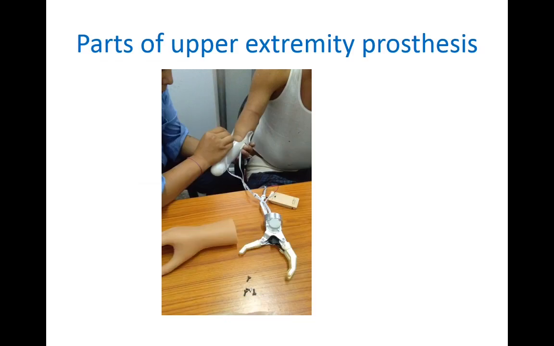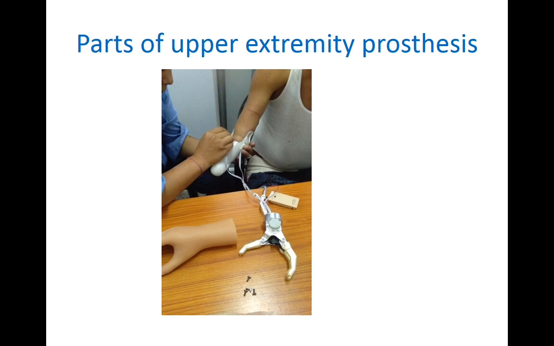Now when I talk about the upper extremity prosthesis, the one you're seeing here in the slide is a below elbow prosthesis. Because this patient has a congenital amputation, remember I told you about congenital amputation. This patient is a congenital amputee, which means the whole of the hand wasn't developed properly. Only the radius was developed and a small finger was there. So this is a below elbow congenital amputee.